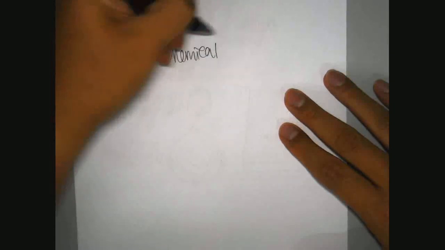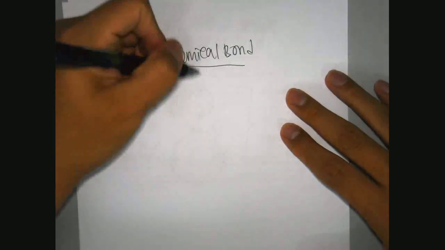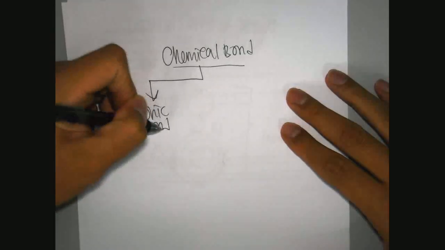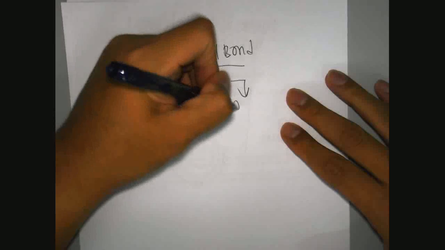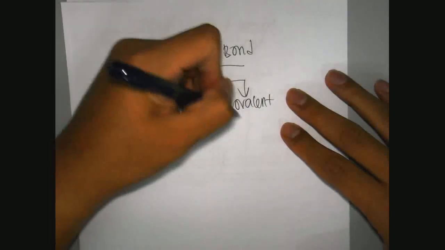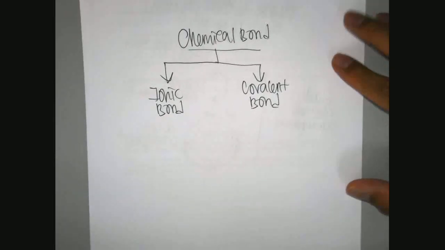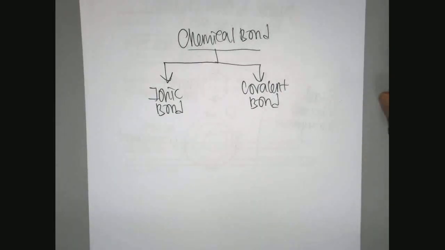When you come to chemical bonds, there are 2 types of chemical bonds that we have to be very careful about. The first chemical bond is called ionic bond. The second chemical bond is called covalent bond. We will discuss ionic and covalent bond in detail in a short while.